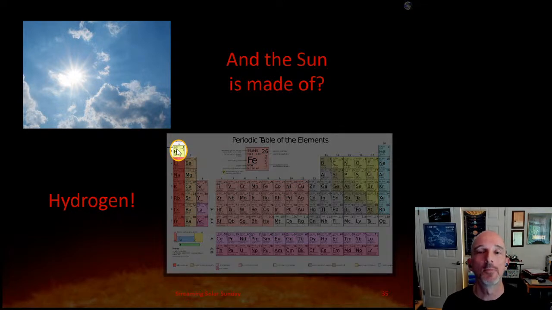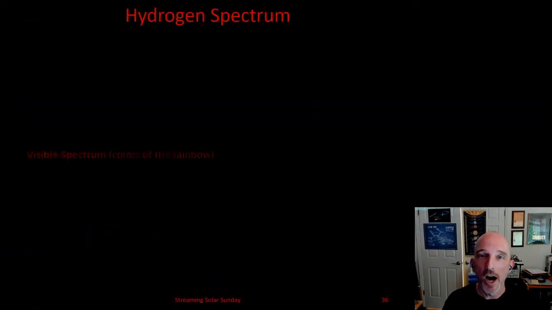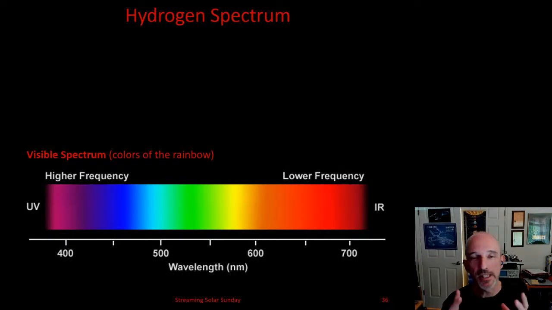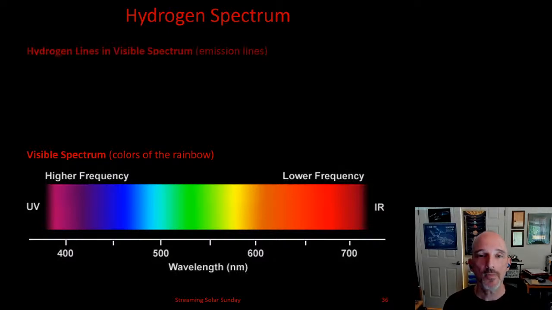That's the simplest element on the periodic table, and the sun is mostly that. And so the sun is hot hydrogen, right? So hydrogen is very energized up there, and it's forced to glow. And let's see, so how does hydrogen actually glow?